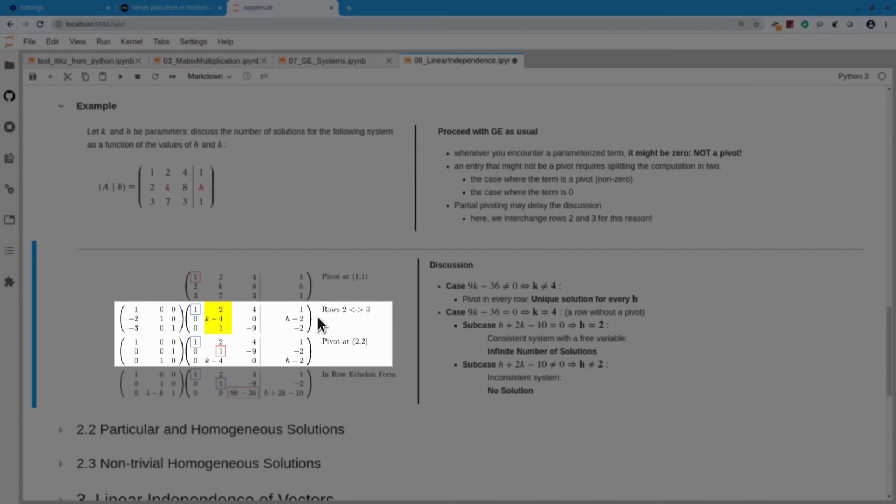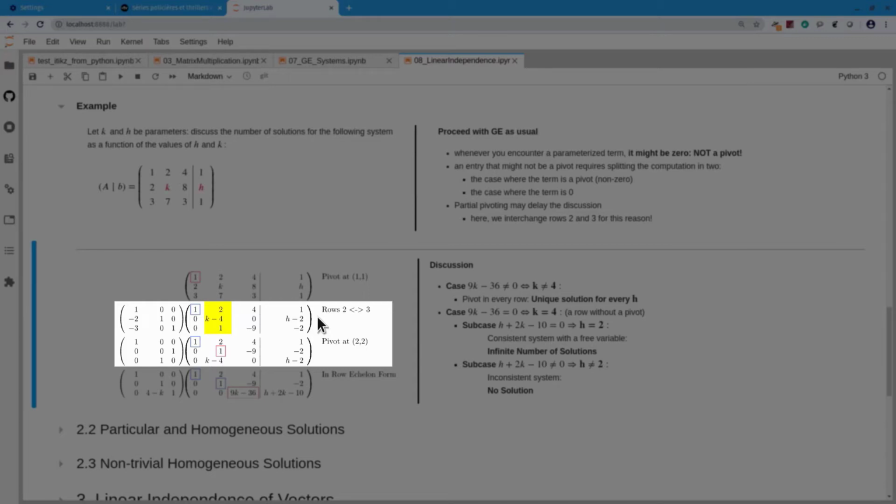Well, if k is equal to 4, that's 0. That's not a pivot. So what I have to do at this point is either split this derivation into two parts, set k equals 4 and look at that case, and set k different from 4, in which case that would be a pivot, and look at that case separately. So I'd have to split it.